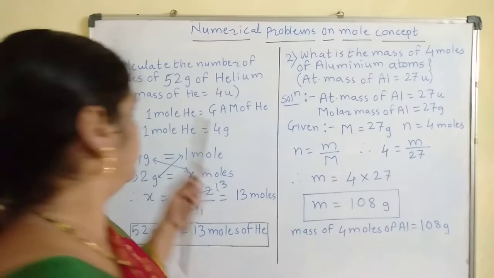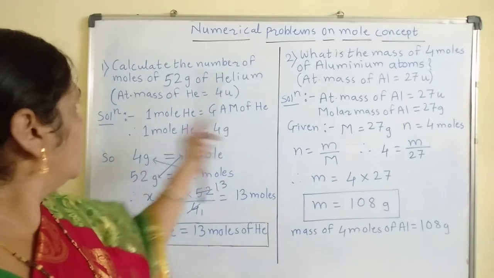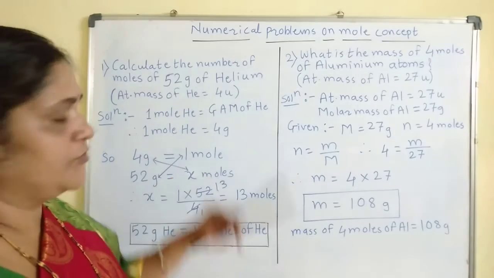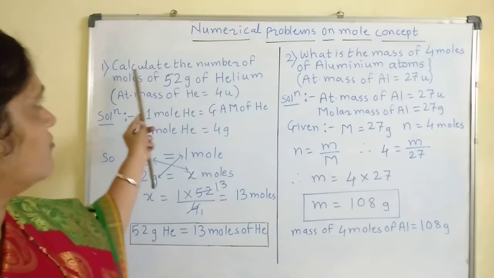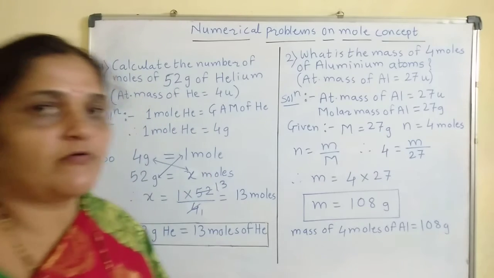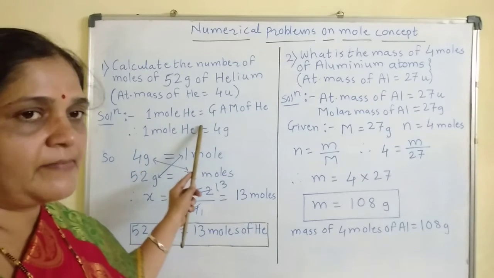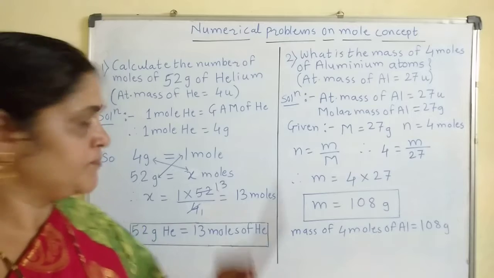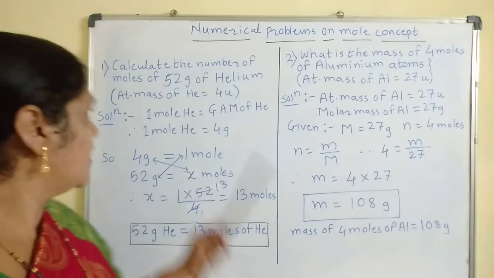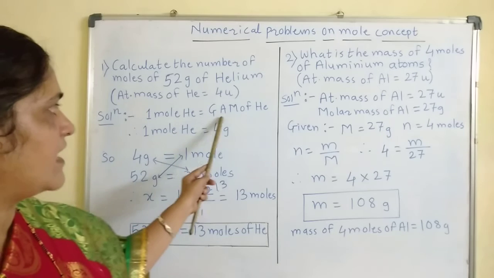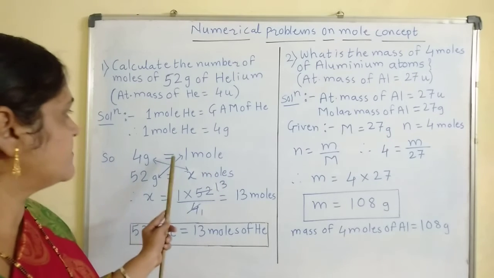Now students, see the numerical problem. Calculate the number of moles of 52 gram of helium. Atomic mass of helium is equal to 4 u. Here we use the relation that 1 mole of an element is the gram atomic mass of that element. So 1 mole of He is equal to the gram atomic mass of He, that is 4 gram. So, 4 gram is equal to 1 mole.